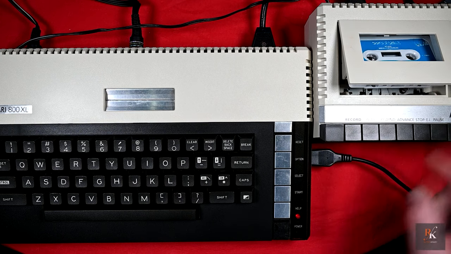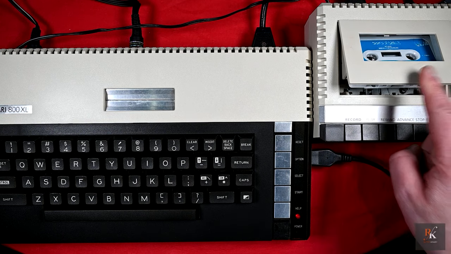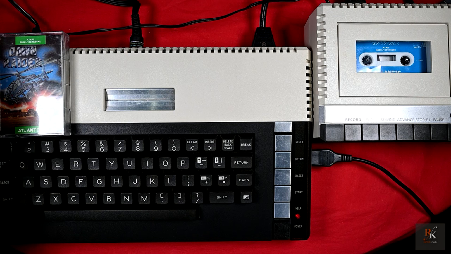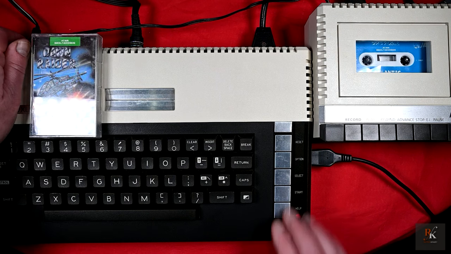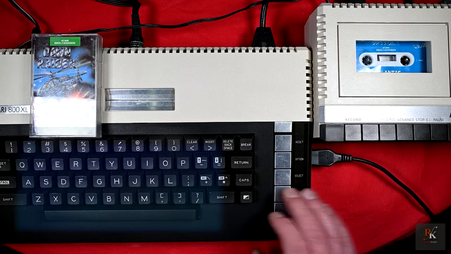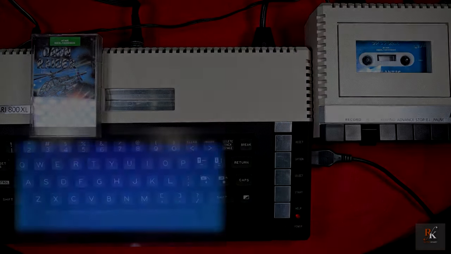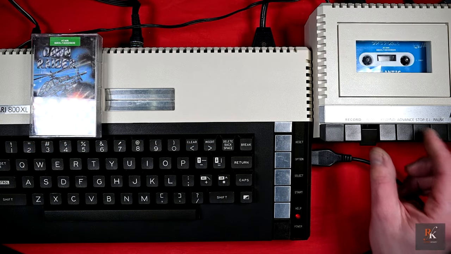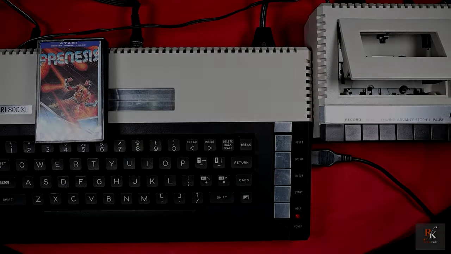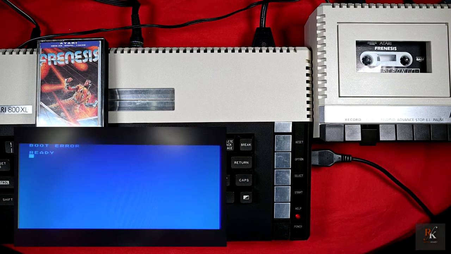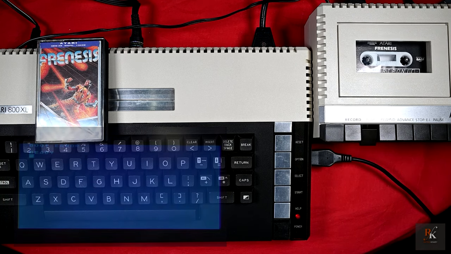Now, before using a tape that hasn't been used for a while, it's a good idea to fast forward and rewind a few times just to set the tension on the tape. Right, let's try Dawn Raider. Oh dear, another boot error. This is not looking good. Next, we'll try Phrenesis. Okay, this is not looking good for the Atari 1010.